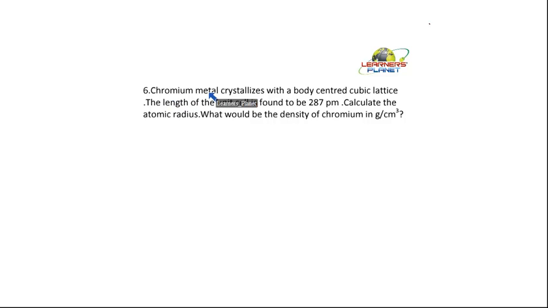Chromium metal crystallizes with a body-centered cubic lattice. So there is a body-centered cubic lattice over here, and in the body-centered cubic lattice, the atoms are present at the corners as well as at the center of the body. Now, the length of the unit cell is found to be 287 picometers.